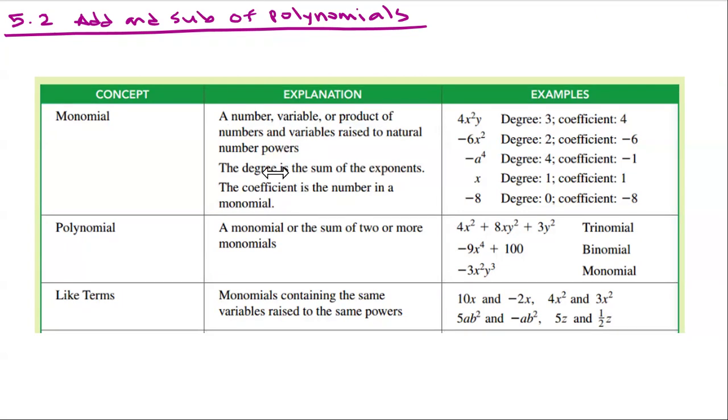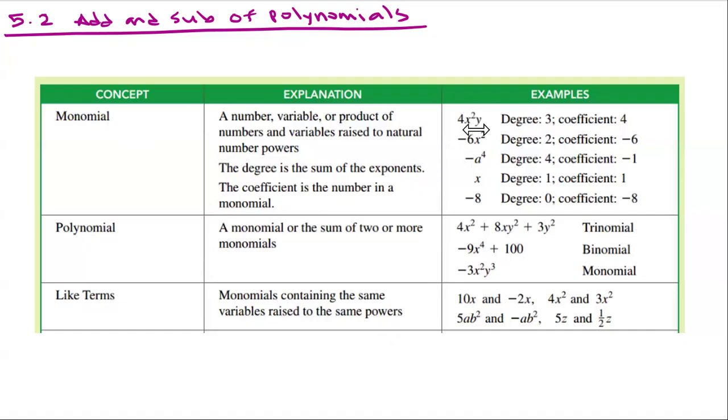Okay, so let's read that again. A monomial: a number, a variable, or a product of numbers and variables raised to natural number powers. And here's the other part. The degree is the sum of the exponents, and the coefficient is the number in a monomial. All right, so here are some examples.